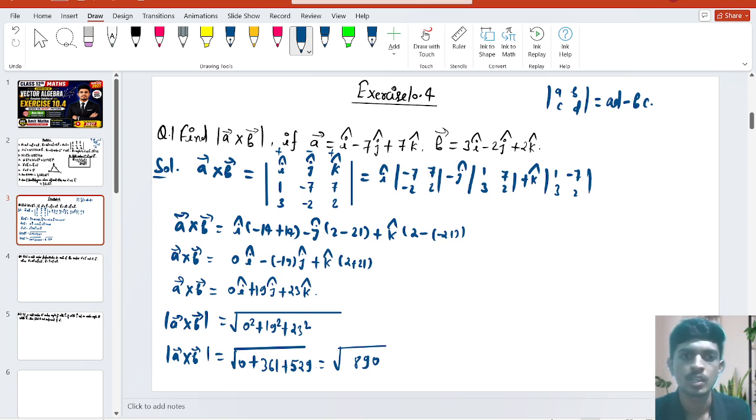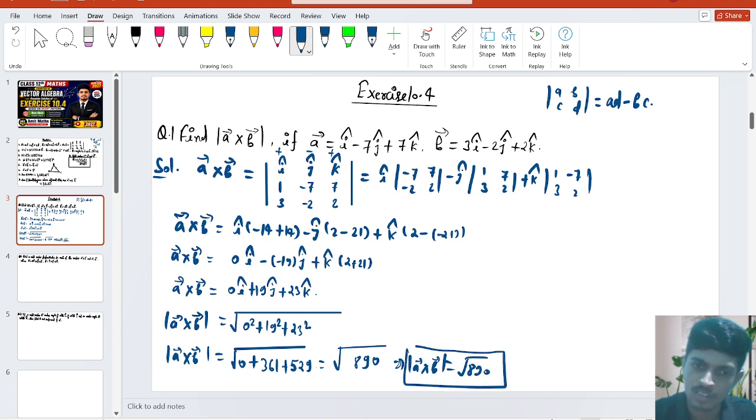Okay, checking it. This is correct. I hope it is clear to you. This is under root 890. So we write modulus of vector A cross B is equal to under root 890. So this is our answer. I hope it is clear to you. This is our answer. Clear?